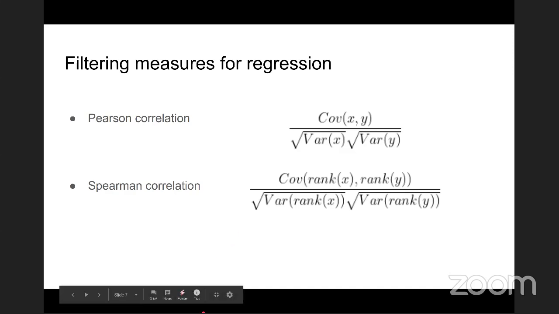So what that means is that I will compute the covariance of x and y, and divide by the square root of the variance of x and the variance of y. That is the Pearson correlation. That means if I plot x on the x dimension and y on the y dimension, I will get a straight line if this covariance is high, if they are very correlated.